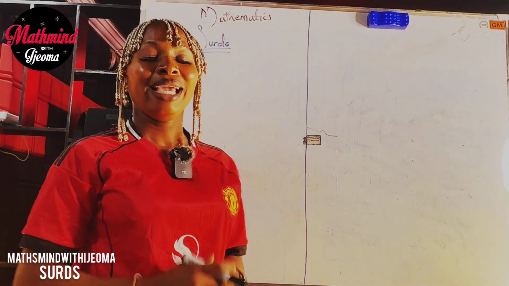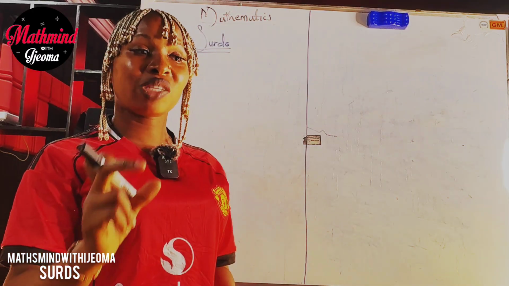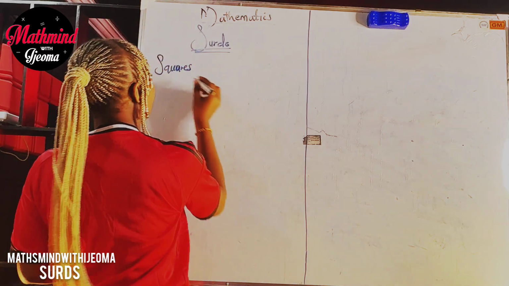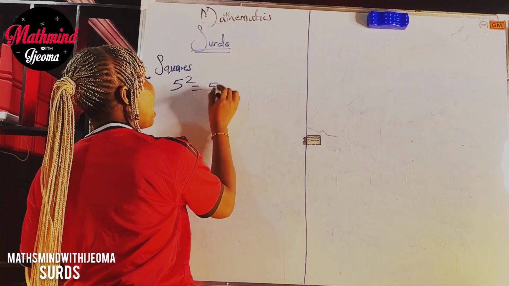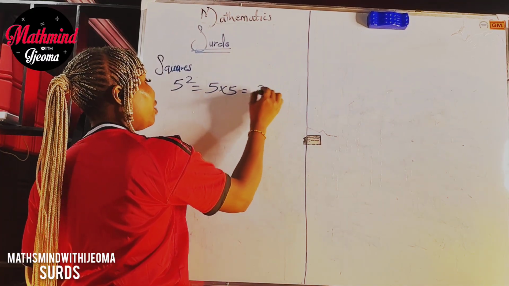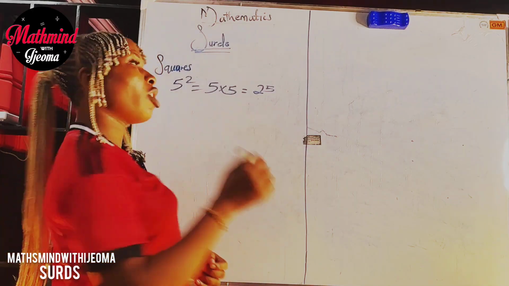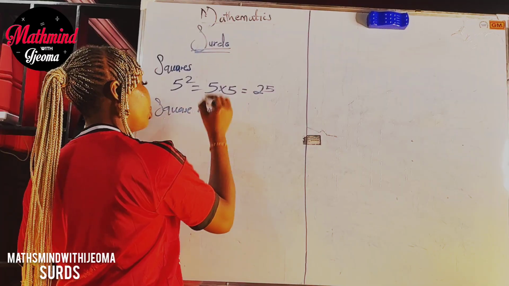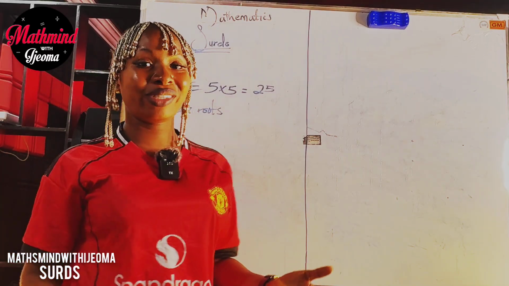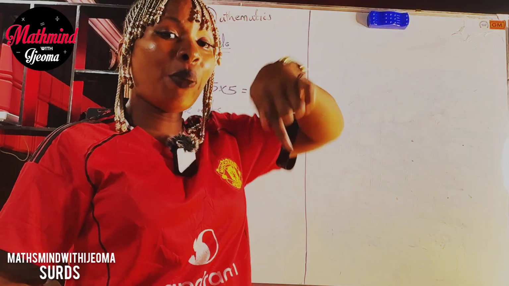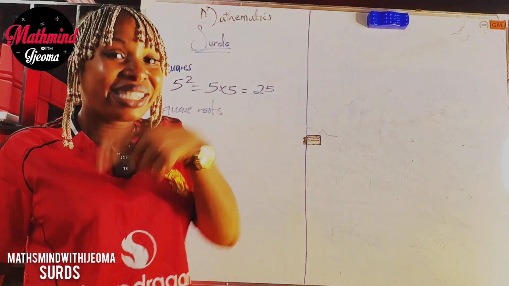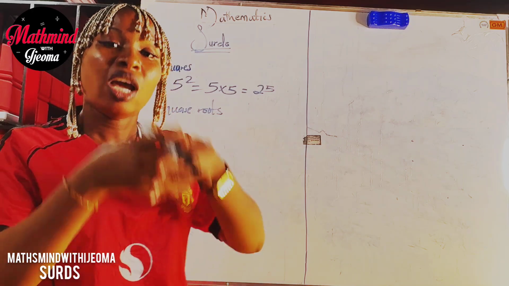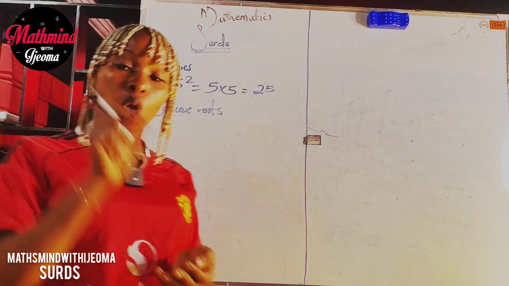The square of a number is the end result you get when you multiply a number by itself. Square of 5 means 5 times 5. That's 25. Then coming to square root, it means the number that was multiplied by itself to give that particular number. Example, the square root of 100. What number was multiplied by itself to give you 100?